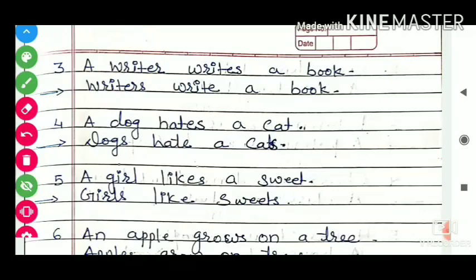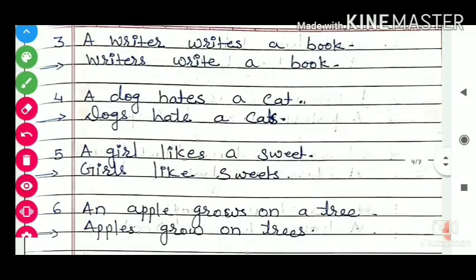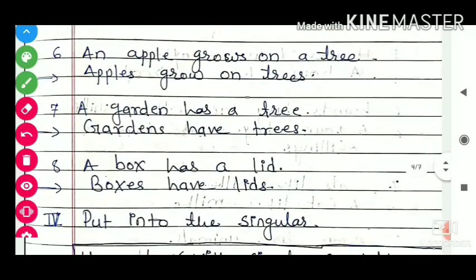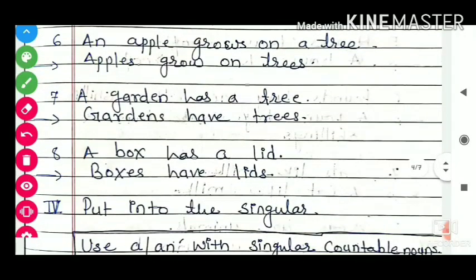A dog hates a cat. A dog is a singular subject. Make it plural. Dogs hate a cat. A girl likes a sweet. Now a girl is singular. Make it plural. Girls like sweets. An apple grows on a tree. An apple, singular, make it plural. Apples grow on tree.